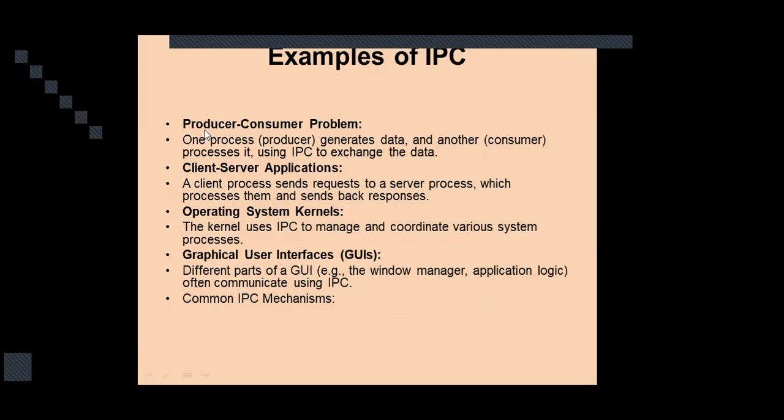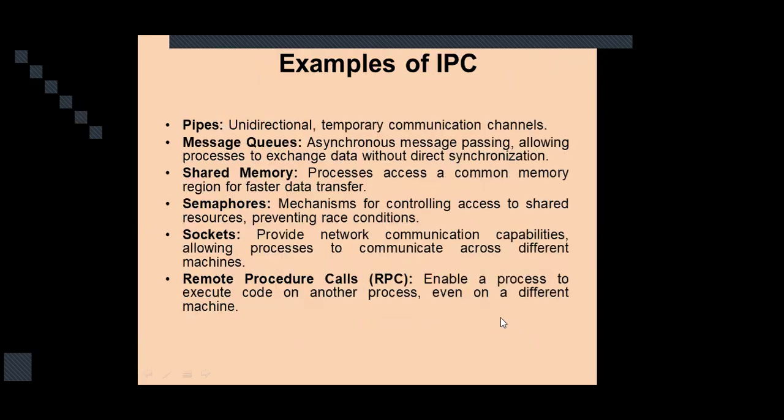Then we have examples of IPC: producer-consumer, client-server applications, operating system kernels, and graphical user interfaces. The mechanisms are pipes, message queues, shared memory, semaphores, sockets, and remote procedure calls.